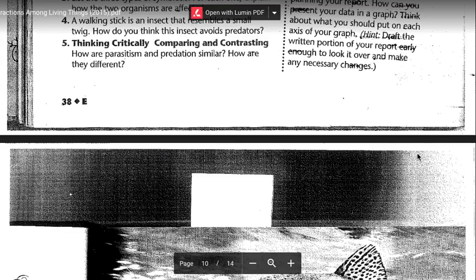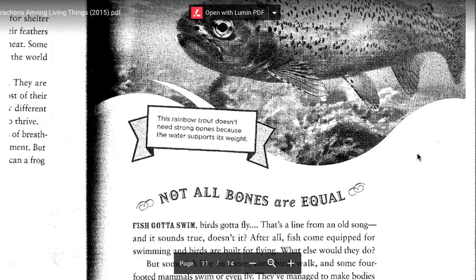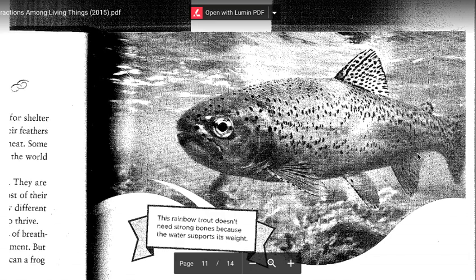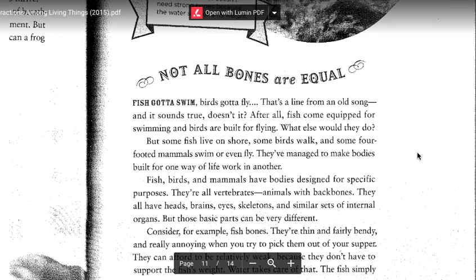All right. Let's move right along to this about not all bones are equal. This rainbow trout doesn't need strong bones because the water supports its weight. Let's read. Fish gotta swim, birds gotta fly. That's a line from an old song, and it sounds true, doesn't it? After all, fish come equipped for swimming and birds are built for flying. What else would they do?